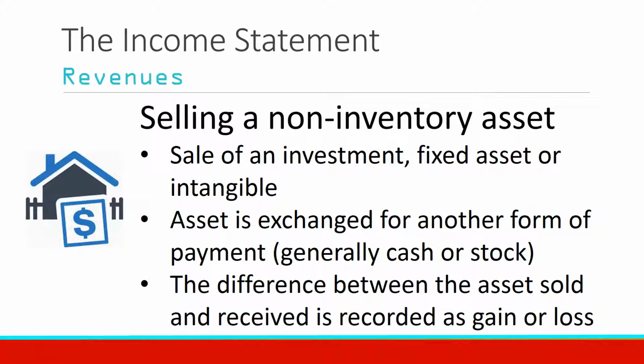So unlike the instance where we sold inventory, where the revenue associated with that was recorded as $10,000 and an expense of $6,000 of cost of goods sold was also included, they're on two different lines. In the case of selling a non-inventory asset, we will net those two amounts. So let's say, for example, we have a fixed asset on our books for $5,000 and someone is willing to pay us $4,000 for it. We would be recording the difference of $1,000 as a loss on our income statement.